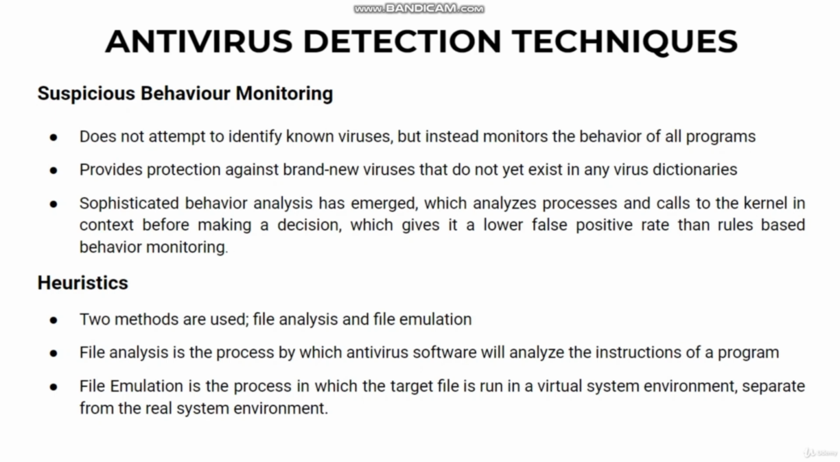The second heuristic approach is file emulation. By this, the target file is run in a virtual machine environment separate from the real system environment. The antivirus software would then log what actions the file takes in the virtual environment. If the actions are found to be damaging, the file will be marked as a virus. But again, this method can also trigger false alarms because it solely depends upon the antivirus developer how to decide whether it is a virus or not.